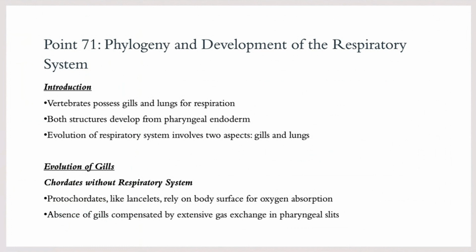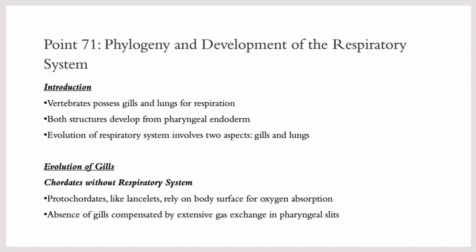So, the respiratory system, so vertebrates basically, they have their gills and they have lungs, which they use for respiration. Of course, not all vertebrates have gills and lungs, but usually those are the two organs which they use for respiration. Both of these come from the pharyngeal endoderm. The evolution of the respiratory system involves these two organs, as we said, the gills and the lungs.